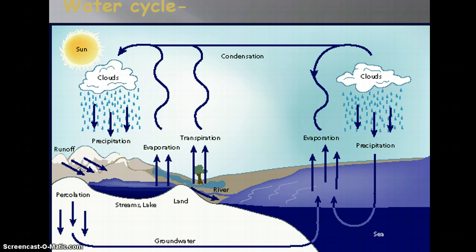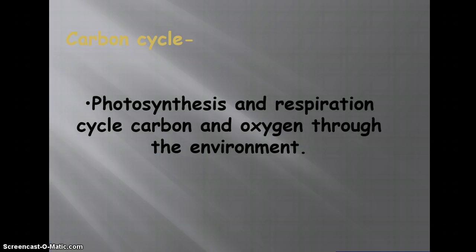The amount of water on Earth never changes. The amount always stays the same. The Earth does not produce more water. So if we do pollute the water, we have to find a way to clean it because we can't make more. But there's the water cycle.